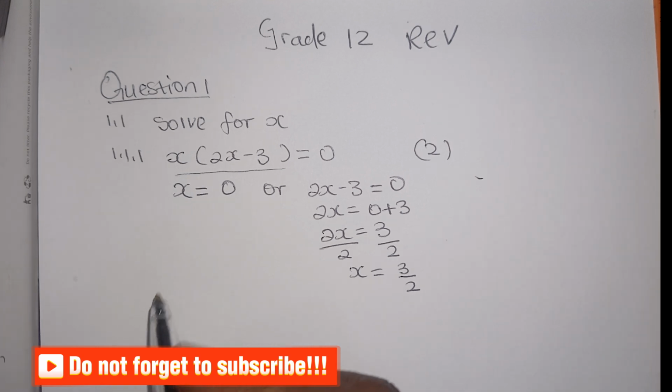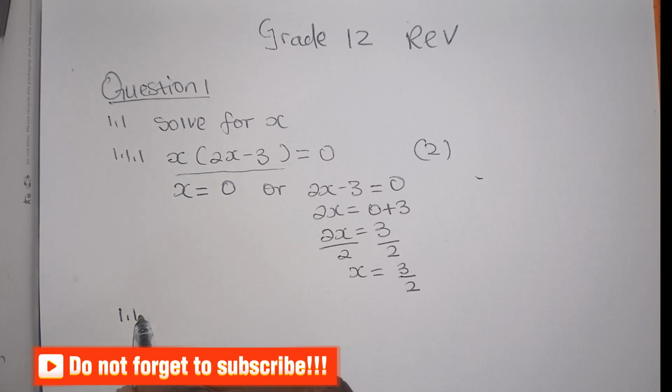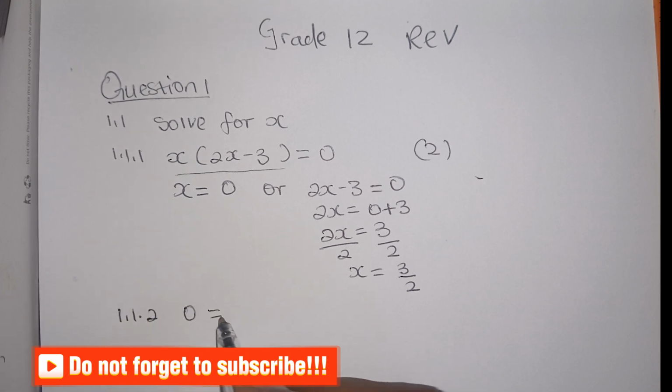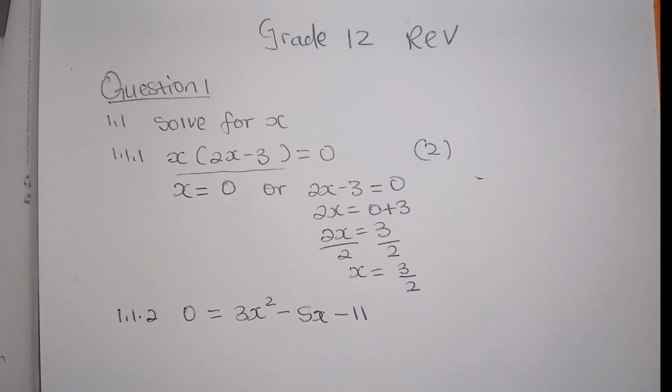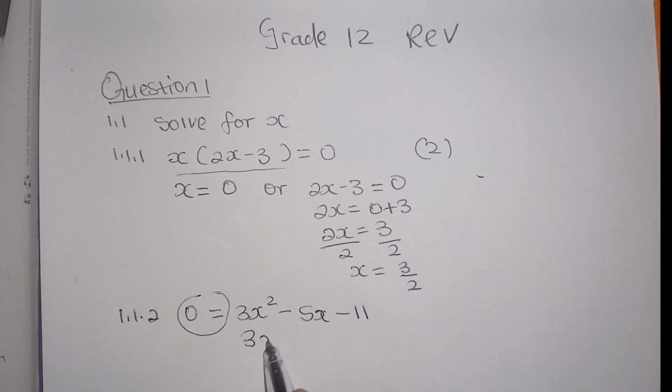Now, 1.1.2, 0 = 3x² - 5x - 11. Now, first things first, you need to make the equal sign to be in the hand that you use, because now they are making things harder for us. So why can't we just have it like this? Right? So now this is the hand that we use. So it can be easily solved, right?